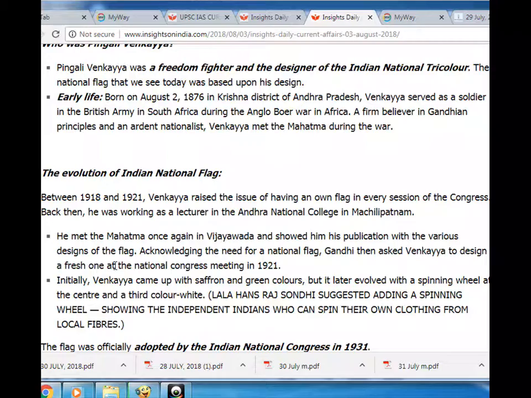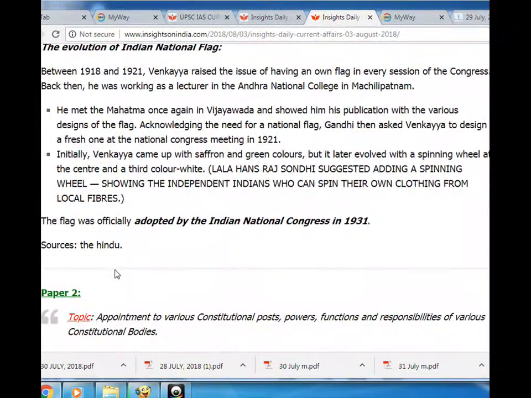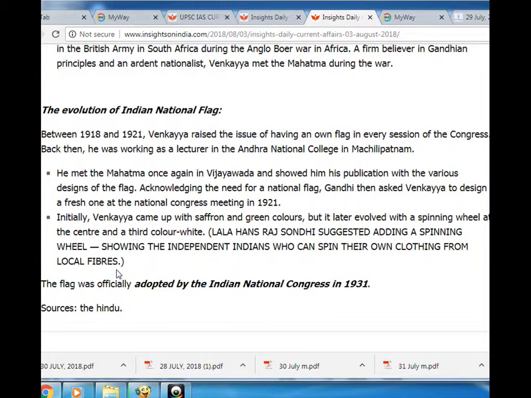The evolution of Indian national flag. Between 1918 and 1921, Venkayya raised the issue of having an own flag in every session of the Congress. Back then, he was working as a lecturer in the Andhra National College in Machilipatnam. He met the Mahatma once again in Vijayawada and showed him his publication with the various designs of the flag.